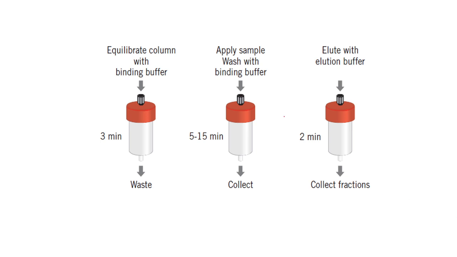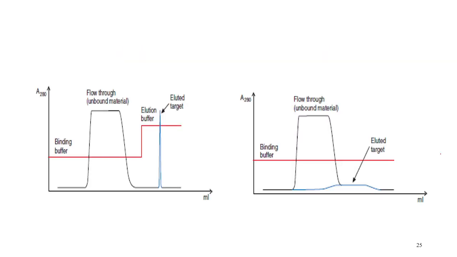So I think I have said this. You have to be equilibrated with your binding buffer, so maybe for 3 minutes. Then you apply the sample and wash with the binding buffer, and the entire thing is bound. You might need to collect your flow through as well, because if it is a very new protein, you do not even know whether it would bind to your column or not. So you also need to collect the flow through, and after which with the elution buffer you start the elution and collect the fractions.